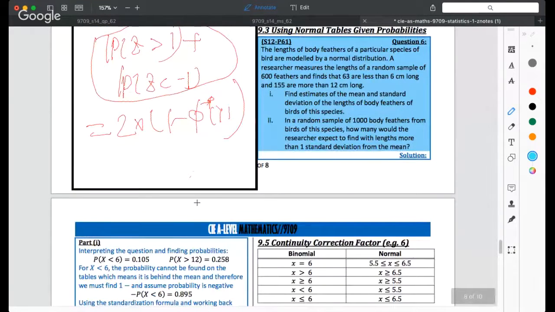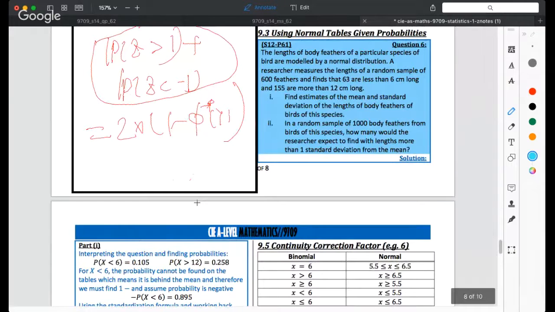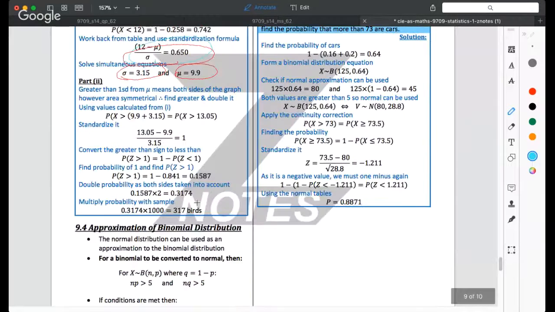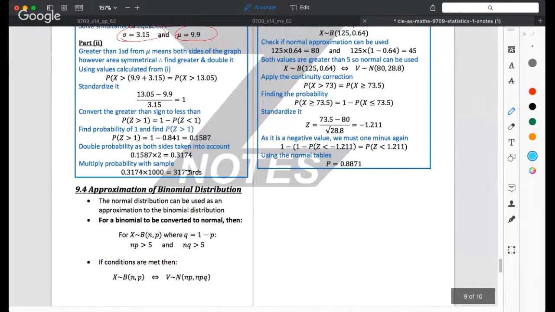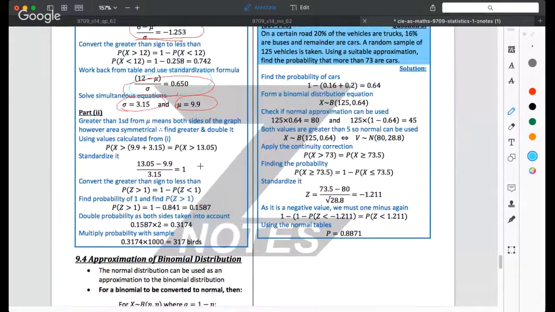And because now we have 1,000 body feathers, what's the expected value? We just use 1,000 times the probability to get 317 birds. Are you okay with that?